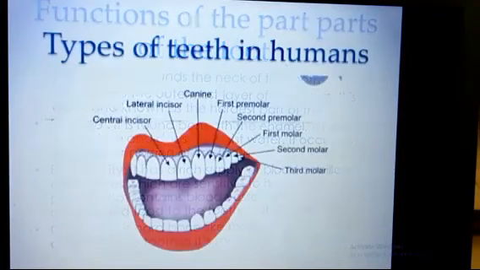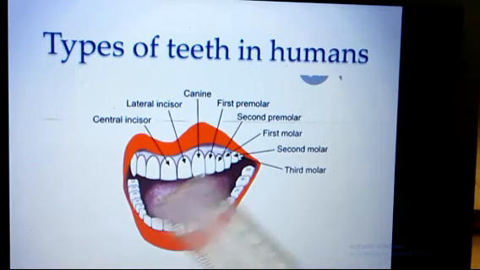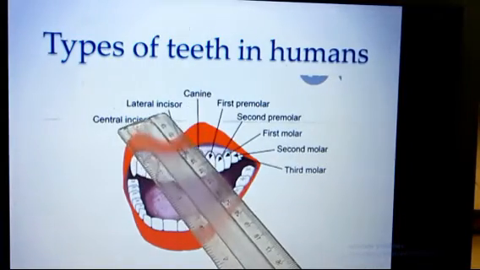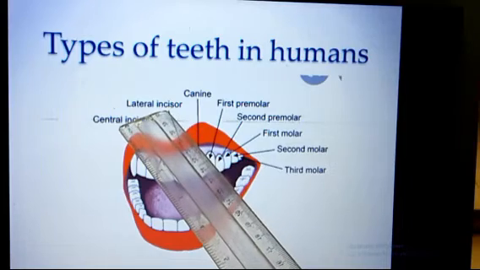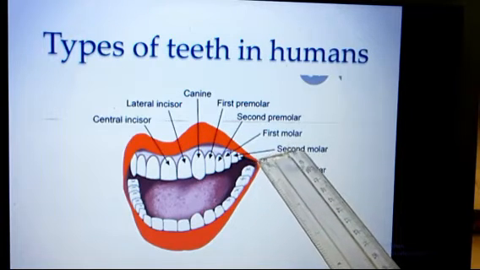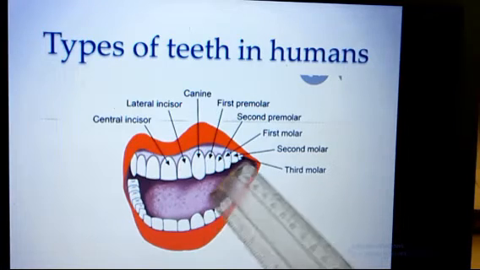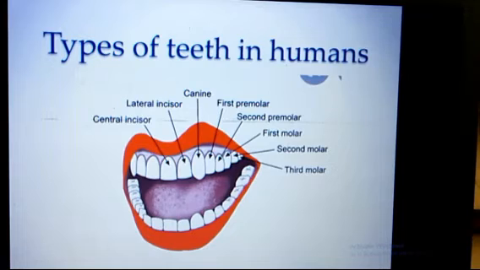So we proceed, and here we are going to look at the types of teeth in humans. Basically there are 4 types of teeth found in humans, and these 4 types of teeth that can be identified are the incisor teeth, the canine, the premolar, and the molar. So in all we have 4 types of teeth in humans. Let's proceed. You can see the structure and the differences in them, and we're going to look at the details of that.